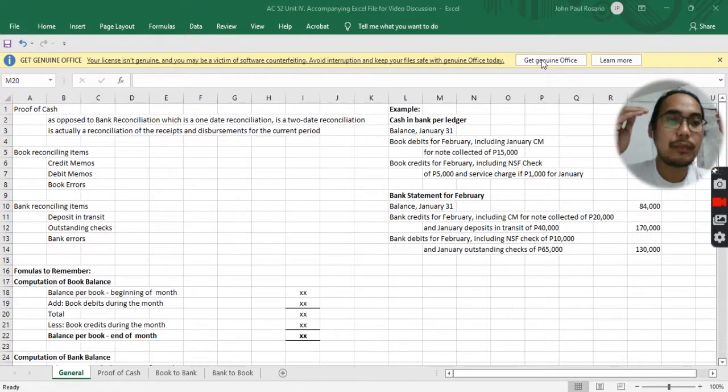So if you would ask, sir, how come in the bank recon, if it is a credit memo from the bank, it is added, and the debit memo is deducted from our cash balance? Isn't it, sir, that in our books, since it is cash, if it is a debit, it adds, and if it is a credit, it should deduct? So how come, sir, that when it comes to book reconciling items, credit memos are added and debit memos are deducted?